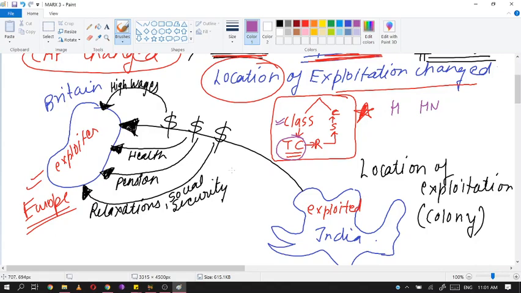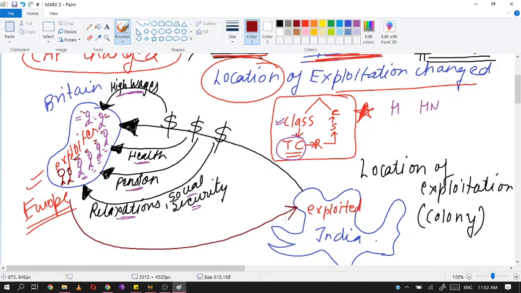If this is Britain, and you have people here, and everyone is getting a very high wage, everyone is getting health, everyone is getting pension, relaxations, social security, why will they revolt? These are capitalists. Understand? You are not exploiting these anymore. What you are doing is, you have shifted exploitation to someplace else. You are exploiting somewhere else. Here people are not being exploited.